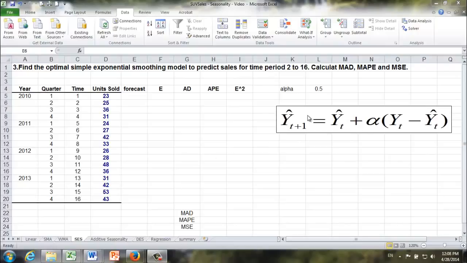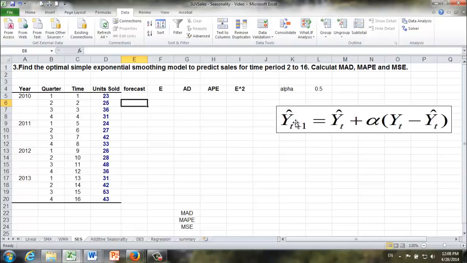First of all, let's look at a formula for the simple exponential smoothing method. Y sub t plus 1 hat is equal to y sub t hat plus alpha times y sub t minus y sub t hat. Hat over here means forecast.